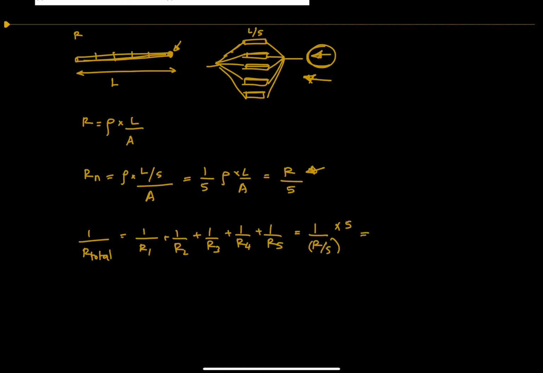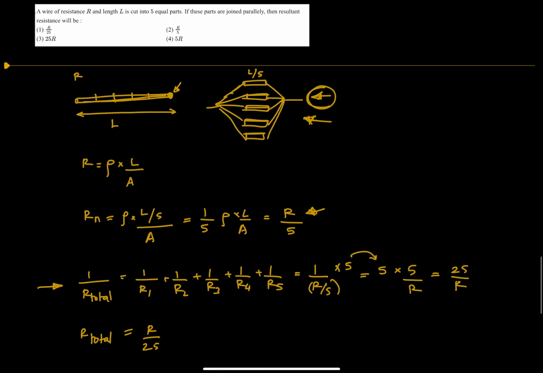So this is a little complicated fraction. I take this 5 here into R by 5 in the denominator, which becomes 5 by R, which is 25 by R. So basically you found that 1 by R total is 25 by R. So flipping both sides, we get R total is equal to R by 25. Makes sense? This is option number 1.